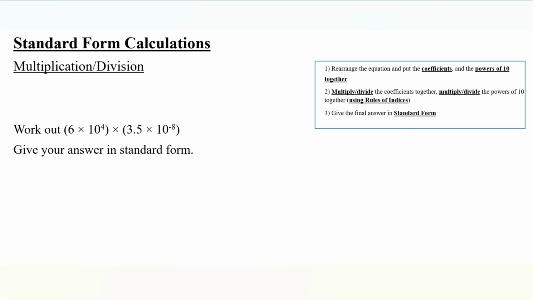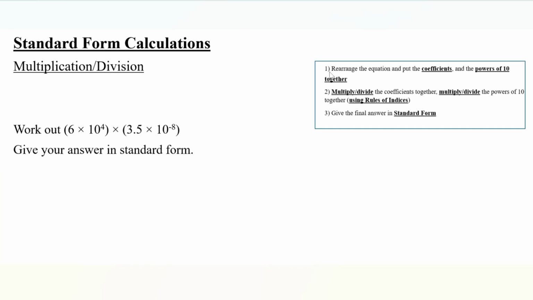Now in this video we are going to be looking at standard form calculations, starting off with multiplication and division. So if we were given this equation, 6 times 10 to the power of 4 multiplied by 3.5 times 10 to the power of 8. The way we would solve this would be in a three-step process.